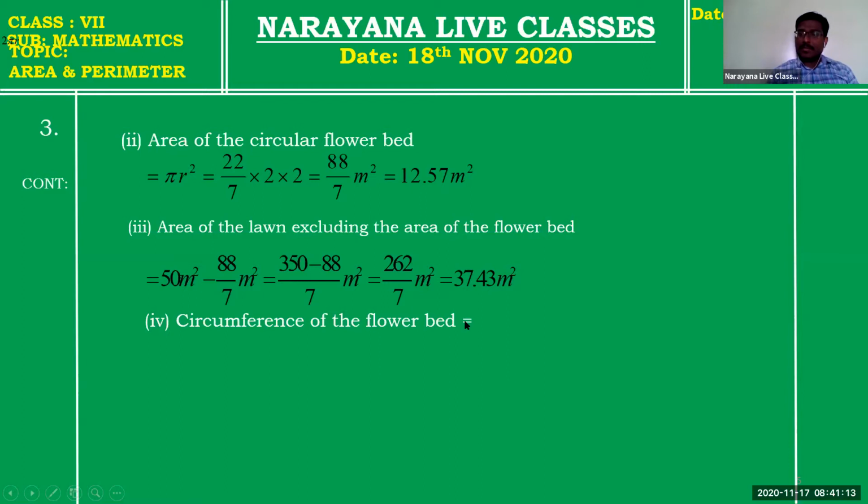Come to the fourth question, the circumference of the flower bed. The flower bed is in the shape of a circle. The circumference of a circle is 2 pi r. That is 2 into pi value 22 by 7, radius is 2. That is 88 by 7, that is 12.57 meters. Sorry, ma'am, it is meters. The circumference of the flower bed is in meters, not meter square.